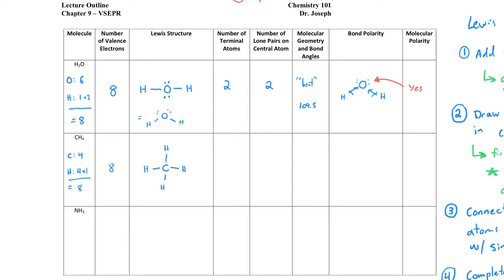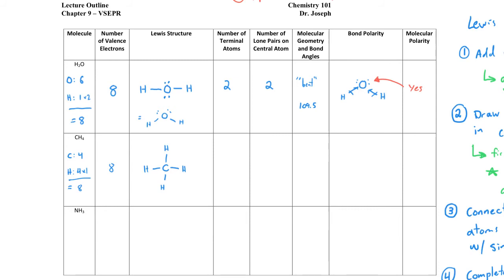Now what we're going to do is verify that the octet is complete for all of the atoms and make sure we've used up all of the valence electrons. So we have a total of 8 valence electrons to use, and we have 2 in this bond, 2 in this bond, 2 in this bond, and 2 in this bond. So that's a total of 8 valence electrons in the formula. We have an octet around carbon, so carbon is full, and each hydrogen has its 2 electrons. So we've successfully drawn an accurate Lewis structure.